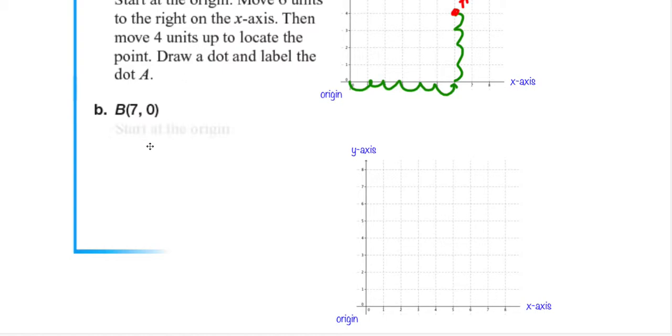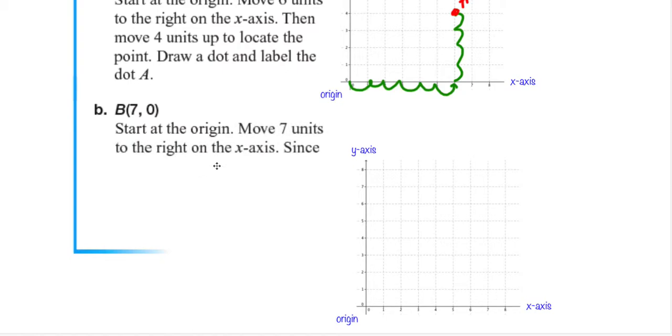In (7, 0), again, we start at the origin, always start at the origin, and then move 7 units to the right of the x-axis. Okay, move 7 units to the right of the x-axis. So this now becomes, start from the origin, 1, 2, 3, 4, 5, 6, 7. And after that, since the y coordinate is 0, stop here.